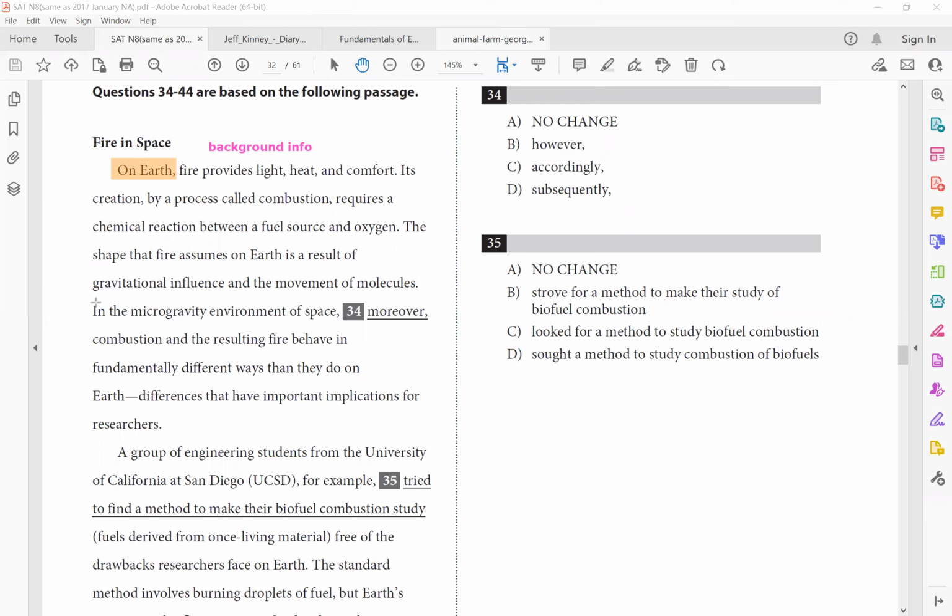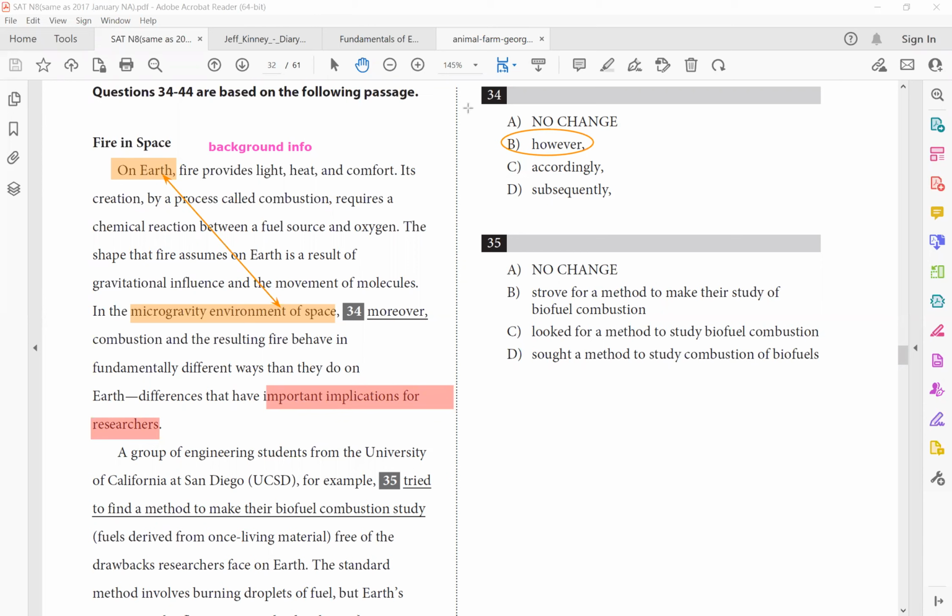And then we see "in the microgravity of space," and we know this has to be a contrast word, right? "However, combustion and a resulting fire behave in fundamentally different ways." So how different? Differences that have important implications for researchers. If it's important for them, it's important for us, right? A group of engineering students from the University of California, San Diego, for example, and so on.